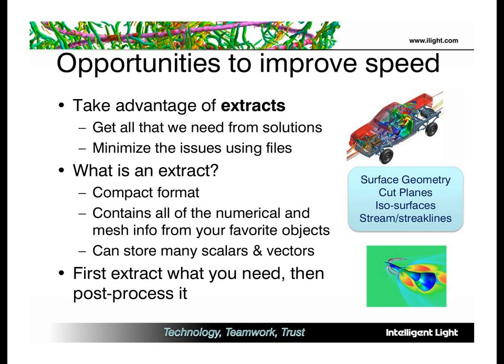Okay? So the idea is very simple. First, extract what you need from the volume file, and then later post-process the extract that you've taken out. And it seems so trivial and easy, and in fact, it's not an original idea of Intelligent Light. It was first thought of by Al Globus at NASA Ames, and also carried forward significantly by the famous Robert Haimes of MIT.